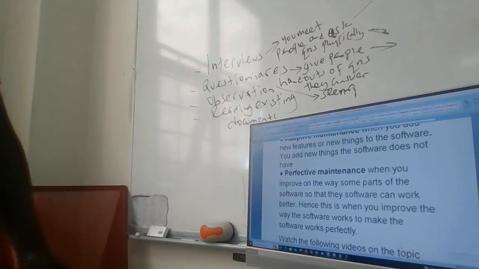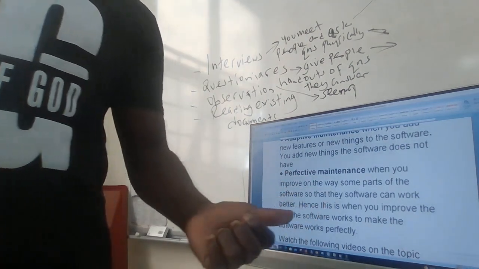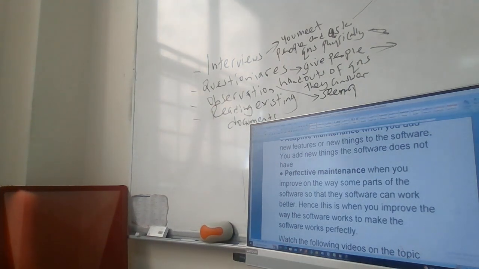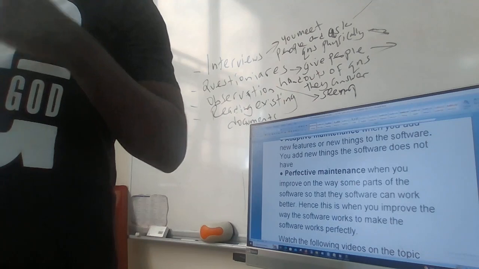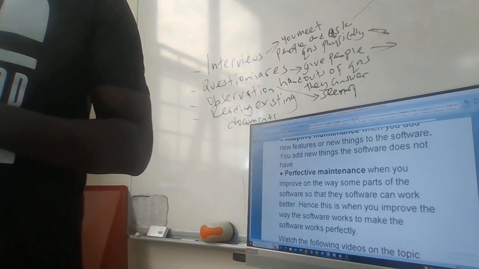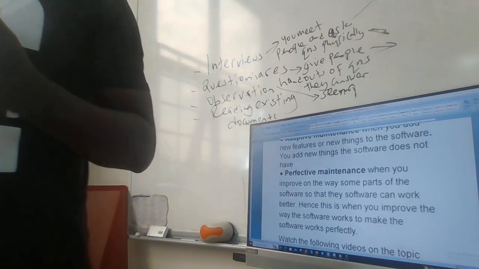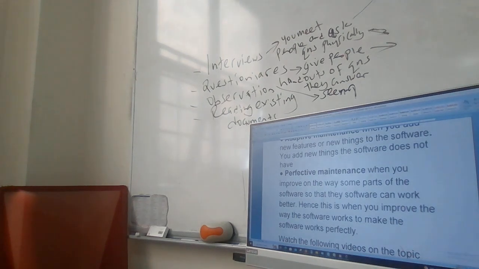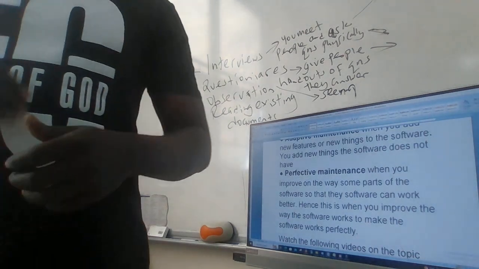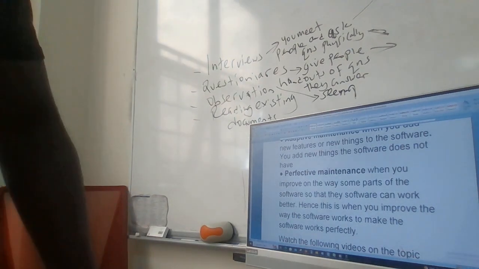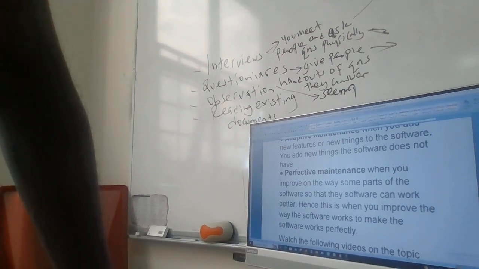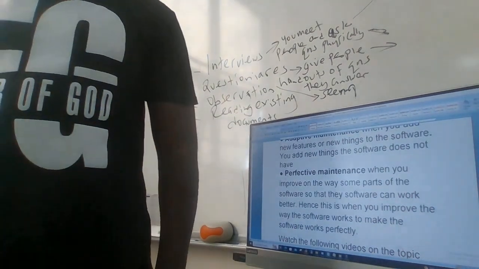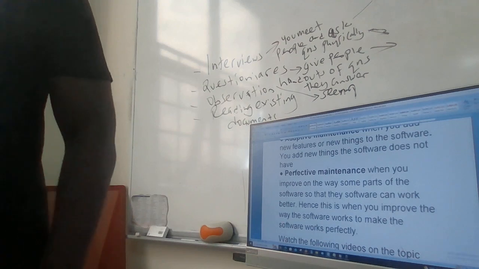Perfective maintenance basically means making improvements. If you find that some things don't work well in the new system after doing the evaluation, some things that need improvement, when you improve them, you're doing what we call perfective maintenance because you are perfecting them. That's fine.